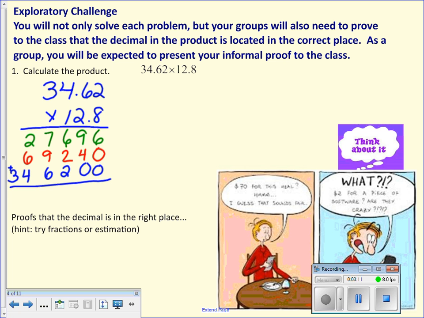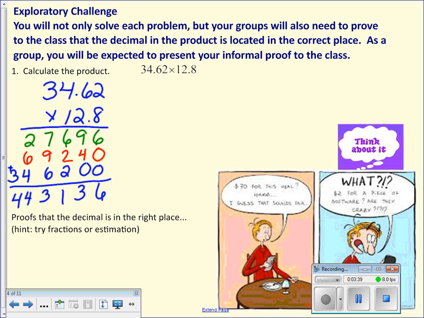So when you add them all up, 6, 3, 1, 3, 4, 4. Is that a reasonable answer? 443,136. No, that's not reasonable. That's the number one question we have to keep asking ourselves.